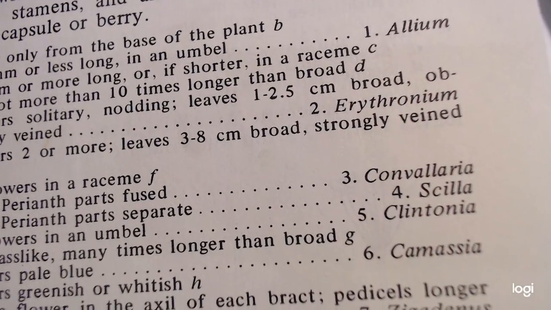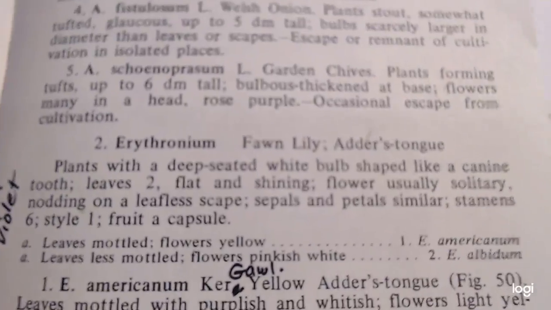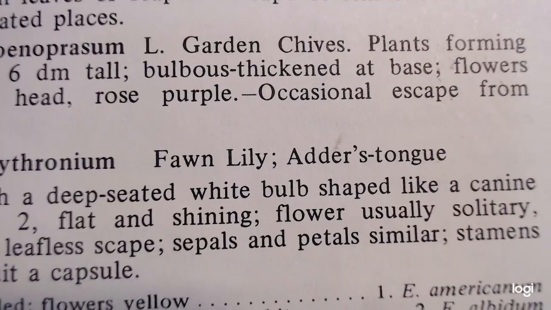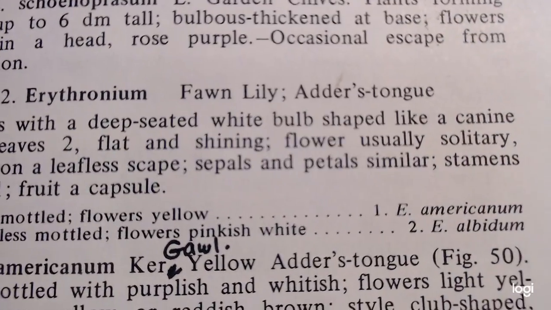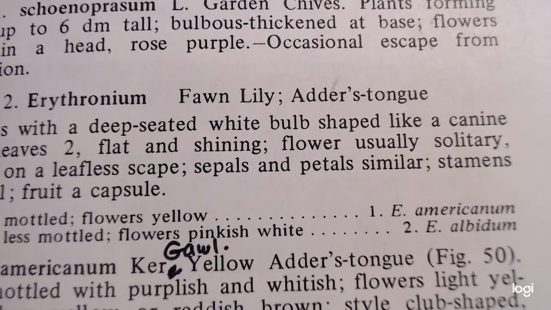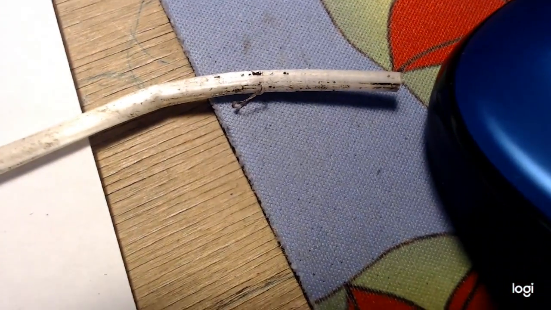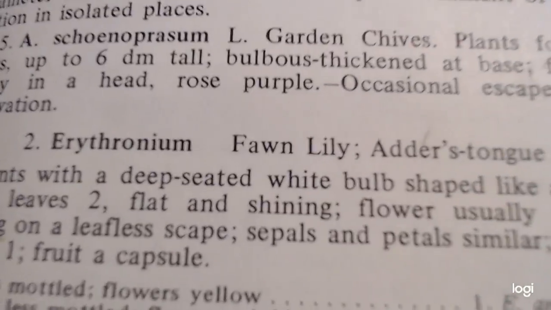It looks like it will be 2, erythronium. So within the Liliaceae, you go to number 2, and you'll see here erythronium. Fawn lily, adder's tongue, it could be called trout lily as well. Plants with a deep-seated white bulb shaped like a canine tooth. Unfortunately, I wasn't able to get that here. It was too far deep into the soil, so I couldn't get that. But anyway, we know it's erythronium, right?